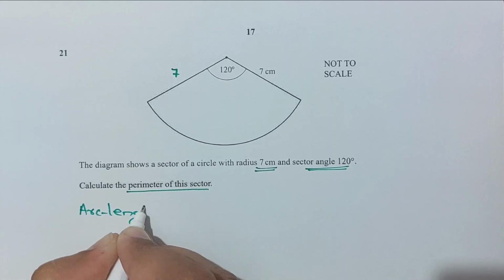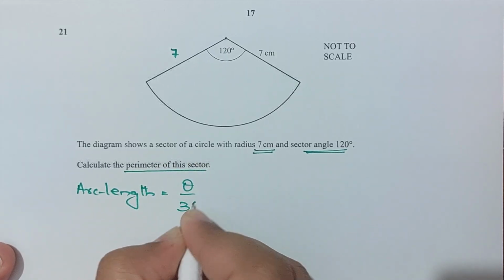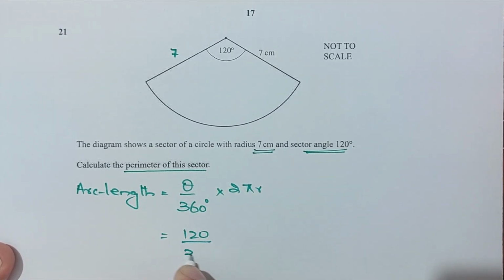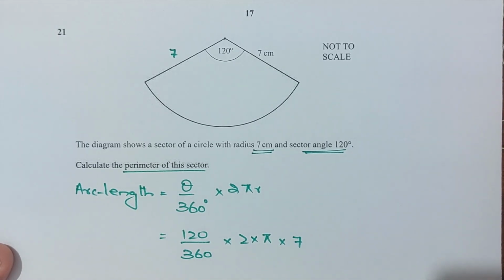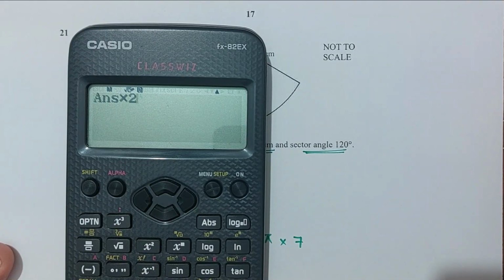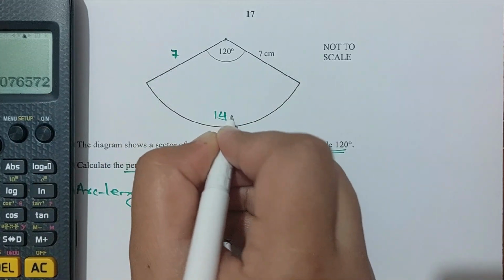Arc length has a formula: theta over 360 degrees times 2 pi r. Theta is 120 over 360 times 2 times pi times radius. 120 out of 360 times 2 times pi times r. 14.66. This is 14.66 centimeters. This arc length is 14.66.